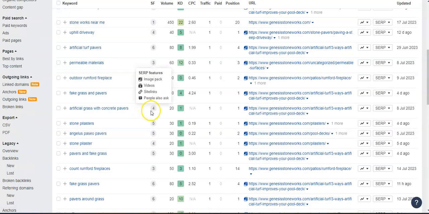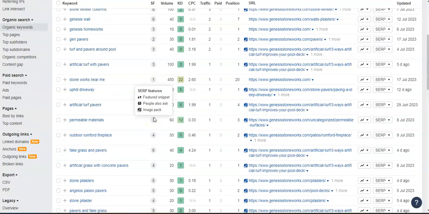It's really important to get in front of these people. And if you're able to get in front of more people that are searching for these terms, the more people are going to find you and the more people are going to call. And in turn, the more business you're going to get.